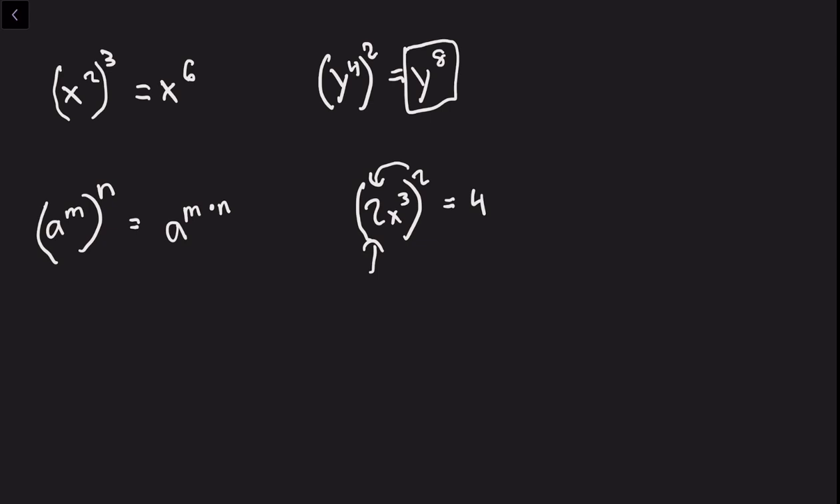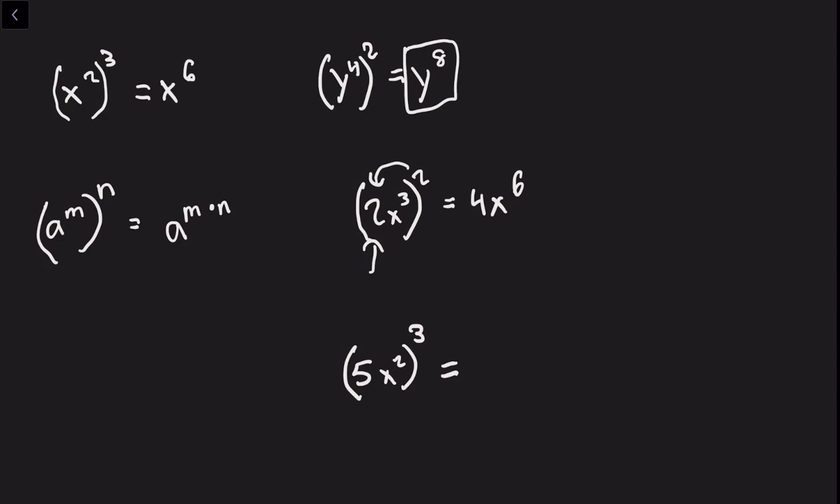So we're going to do x, we're going to keep our base, and then we're going to do 3 times 2, which gives us 6. Let's look at one more of these. If we have 5x squared, and that's raised to the third power, what will our answer be here?